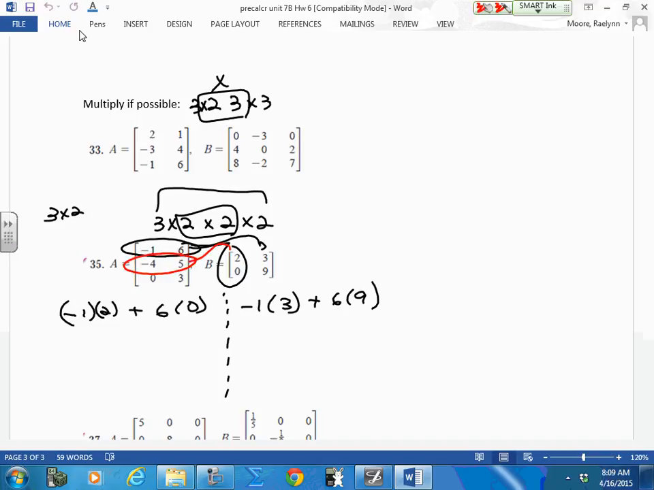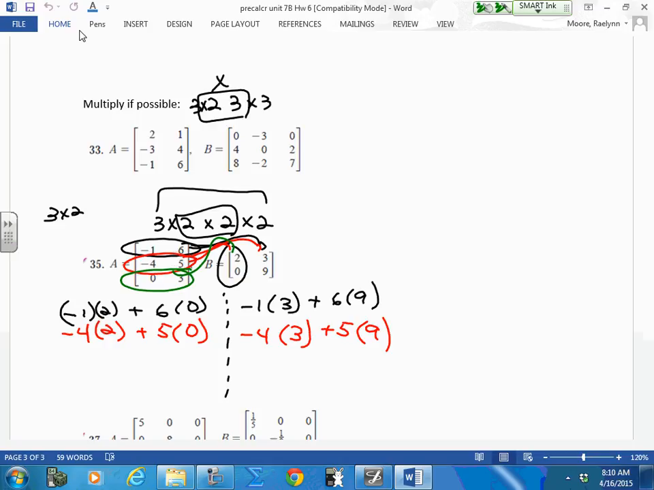Next row. Now watch how much nicer the next row gets. Element by element. -4. And what do I know that I'm going to multiply it by? 2. It's right above me. Plus 5 times what? 0. Good. And now I'm going to do this column. -4 times what? 3. Plus 5 times what? 9. See your pattern? You probably never look back to the second matrix after you do the first entire row. Last one.